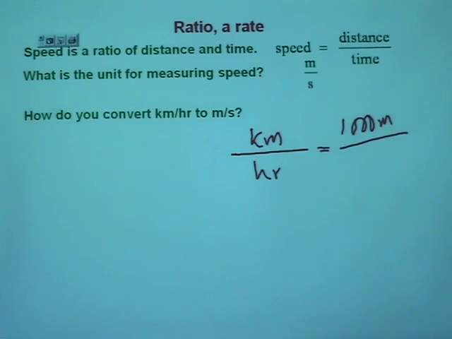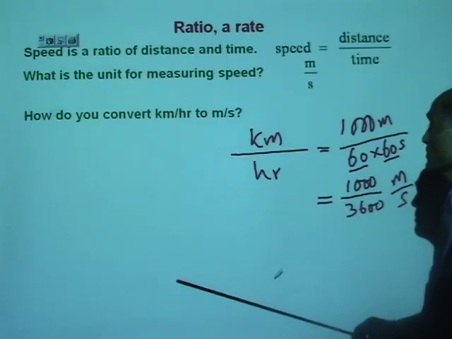Tell me, how many seconds are there in an hour? There are 60 multiplied by 60 seconds. 1 hour contains 60 minutes and 1 minute contains 60 seconds. So, to convert kilometer per hour to meter per second, you multiply by 1,000 and divide by 3,600. It now becomes meter per second. See how easy it is once you know your values.